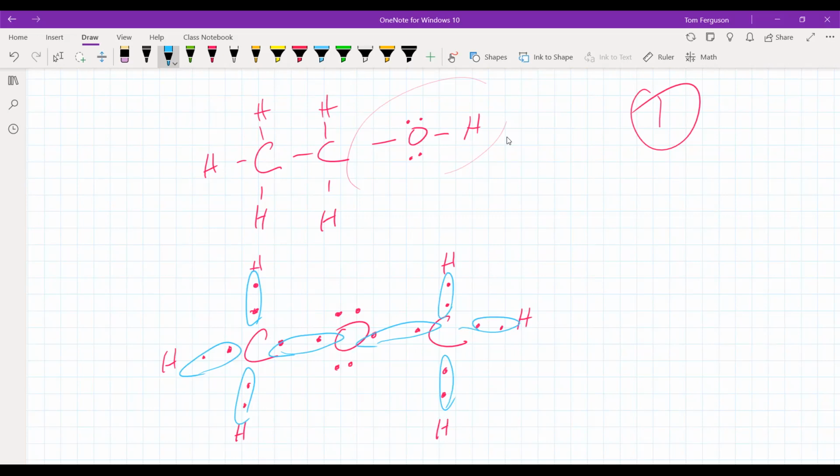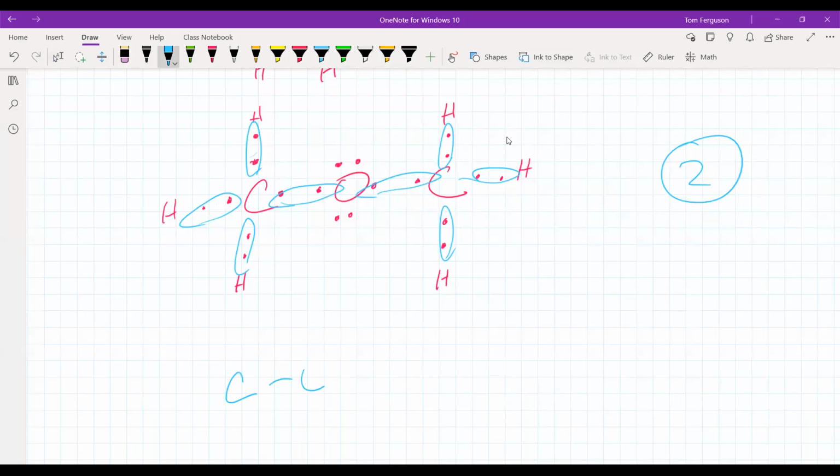Okay. No lone singletons. So we need to verify this is a legal structure. Carbon needs 4 bonds, 1, 2, 3, 4. The one on the right's got 4 as well. Oxygen needs 2 bonds. Left and right, the oxygen's got 2 bonds. Octets, oxygen has 2, 4, 6, 8. 2 are paired, and you have 2 bonds at 2 apiece, so that's 8 total. Hydrogen needs 2, 2 and 2. So this is legal. So this is structure number 2.